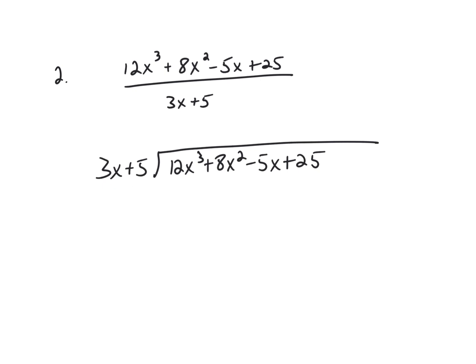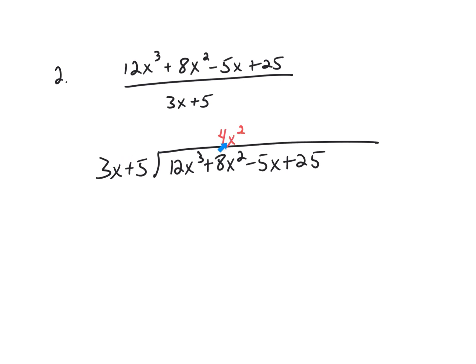So what we do is we look at this first term here, 3x, and we ask ourselves, how many times does 3x go into 12x cubed? Well, 3 goes into 12 4 times. So this term is going to be 4, and then the x is going to be 4x squared. I'm always going to put it over the second term, 8x squared, because there are two terms here. The reason it's squared is because we have x to the third divided by x to the 1, and we subtract 3 minus 1 and get 2.